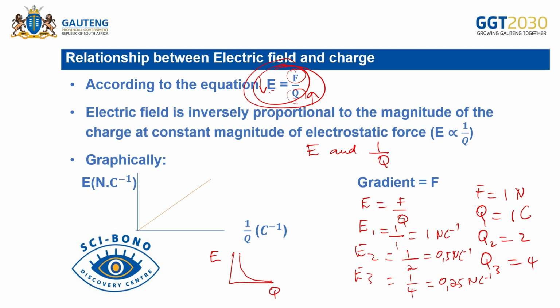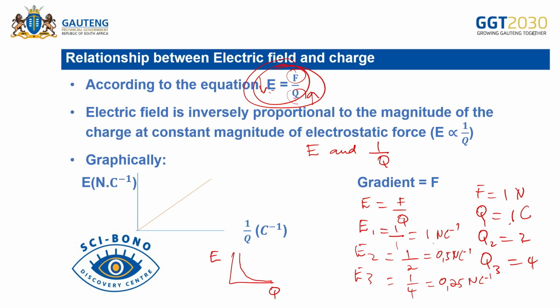E decreases. You can see my Q is increasing: 1, 2, 4. But look at my E. What is happening to my E, which is the electric field at a point? It's decreasing: 1 to 0.5 to 0.25. I hope you understand that.